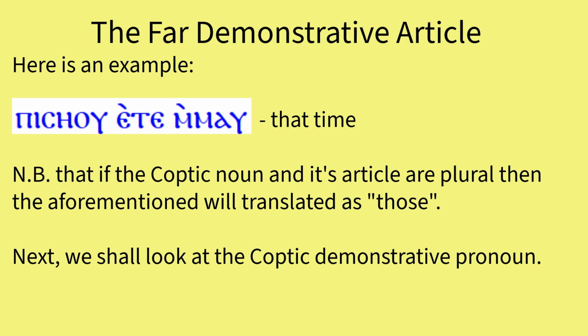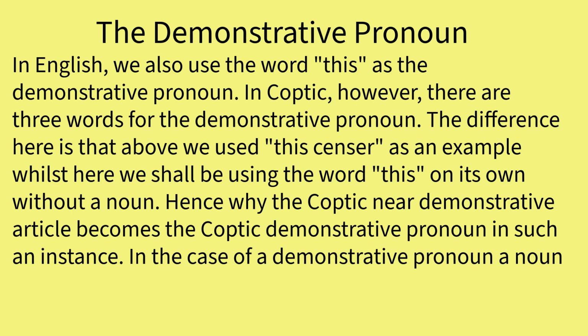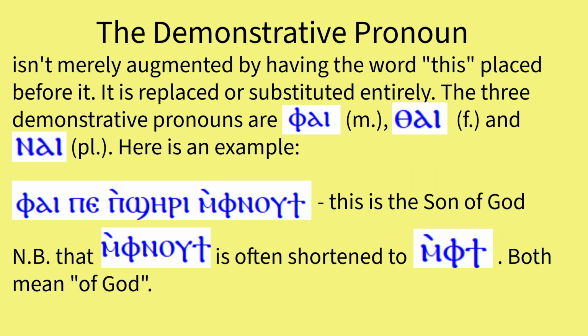Next, we shall look at the Coptic demonstrative pronoun. In English, we also use the word this as the demonstrative pronoun. In Coptic, however, there are three words for the demonstrative pronoun. The difference here is that above we used this censer as an example, whilst here we should be using the word this on its own without a noun. Hence, why the Coptic near demonstrative article becomes the Coptic demonstrative pronoun in such an instance. In the case of a demonstrative pronoun, a noun isn't merely augmented by having the word this placed before it. It is replaced or substituted entirely.